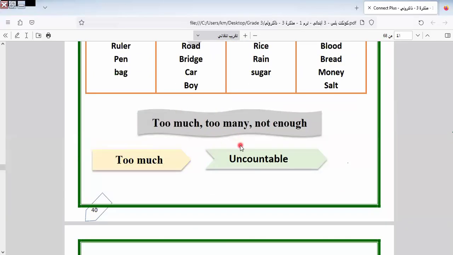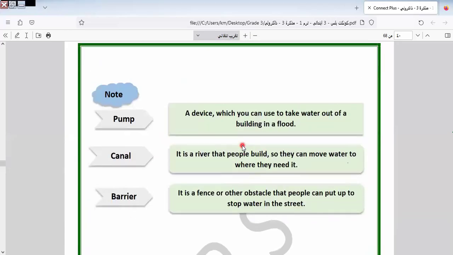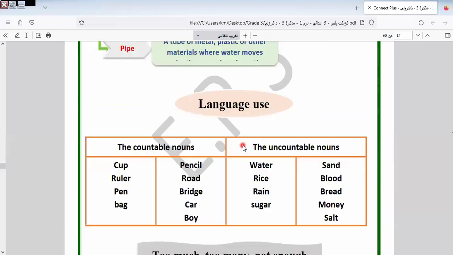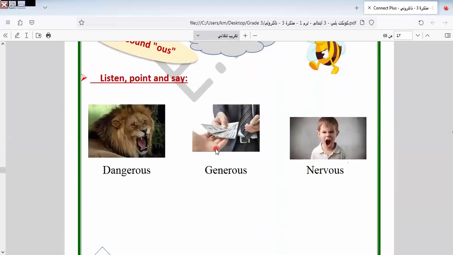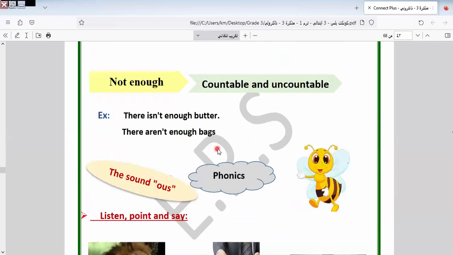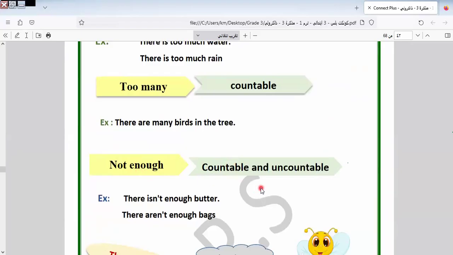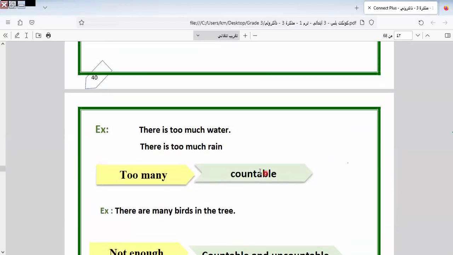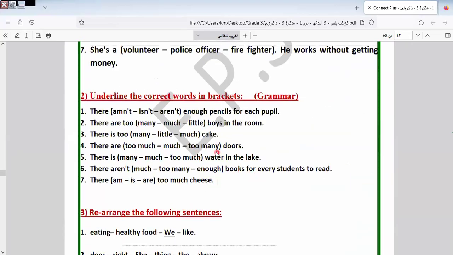Too many with countable and too much with uncountable. Not enough is used with countable and uncountable. Too much, there's too much. Yes, here is too much with uncountable like this. Okay, here we use too much: there is too much water.